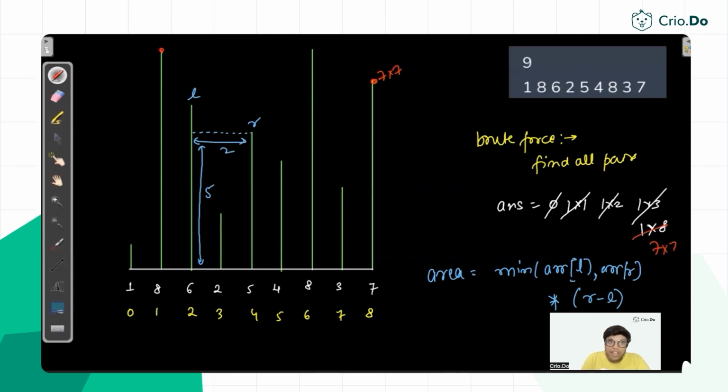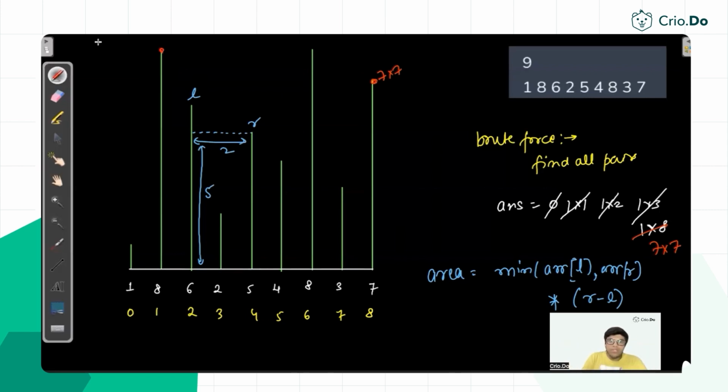But if I would have taken this bar as a right height and this bar as a left height, the minimum of 8 comma 8 will be 8 only. If you can store 8 height of water, what will be the distance between them? 6 minus 1, only 5. So 5 into 8 will be 40. So 49 is better than 40. So I will take 49 only. So that's why the strategy is not only increasing the height. Obviously, increasing height is one thing, but the strategy is also increasing the distance between them.